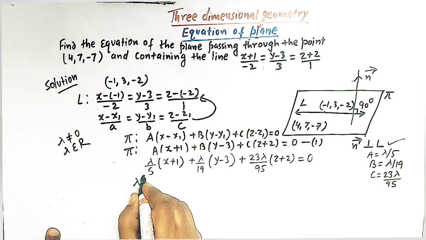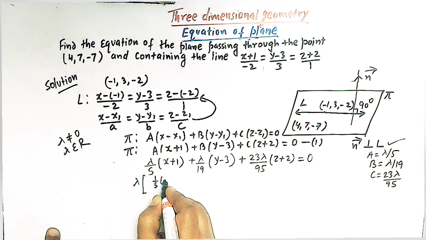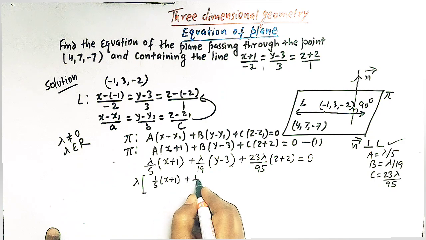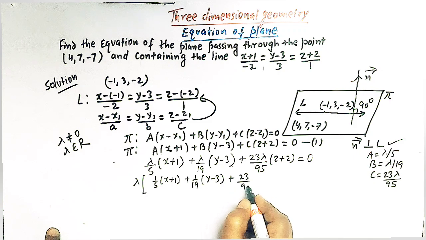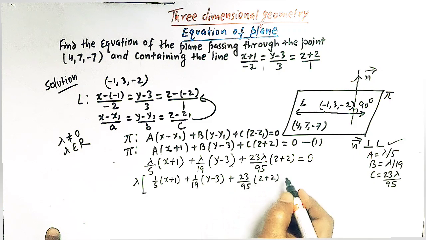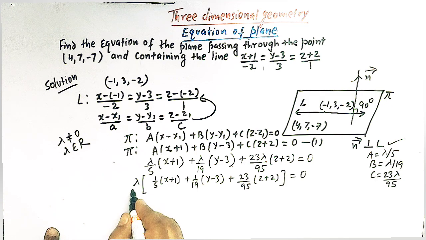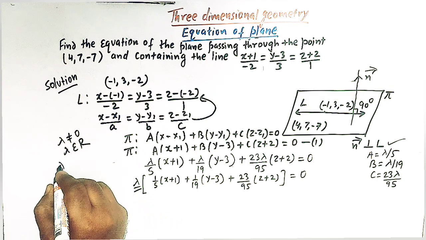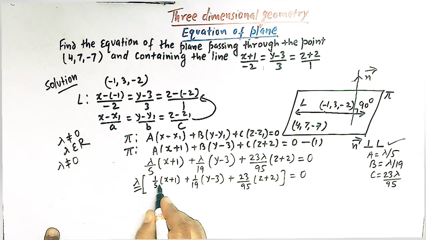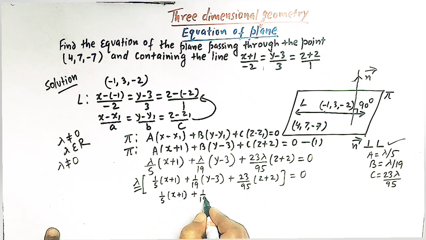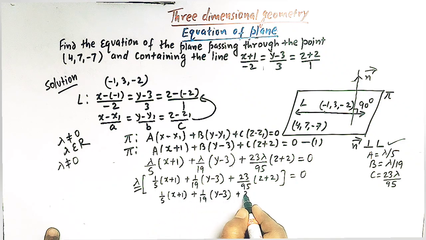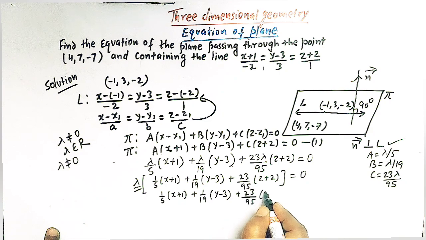So we can now write lambda, and then we have 1 over 5 x plus 1, then we have 1 over 19 y minus 3, and then we have 23 over 95 and z plus 2, and here we have 0. So now this scalar lambda is not equal to 0. So this factor has to be equal to 0. So we have 1 over 5 x plus 1, then 1 over 19 y minus 3, and 23 over 95, and z plus 2 is equal to 0.